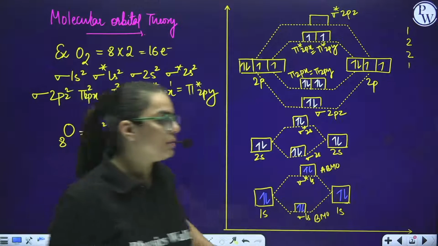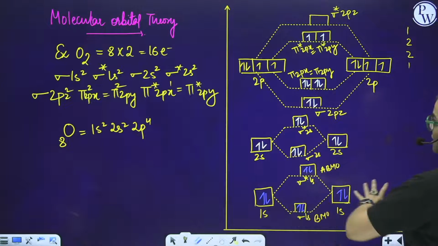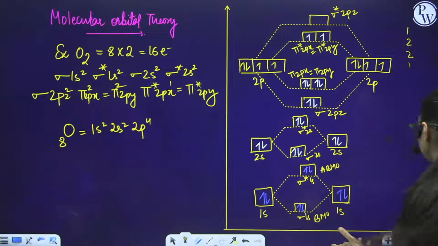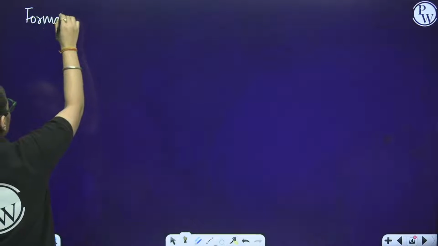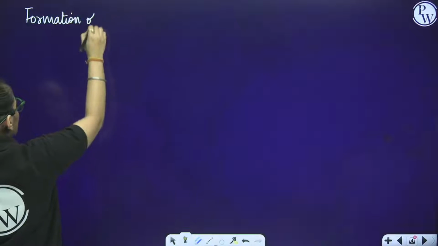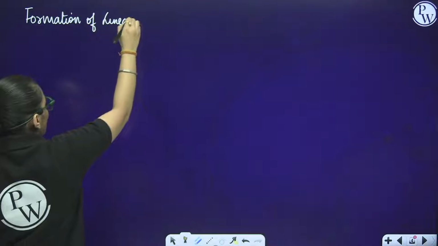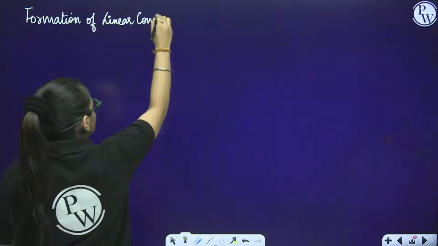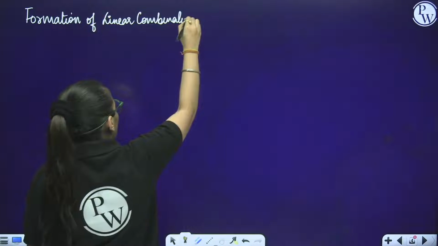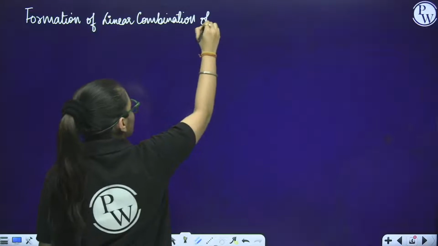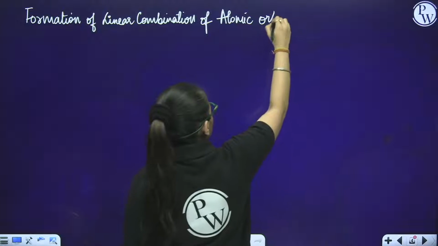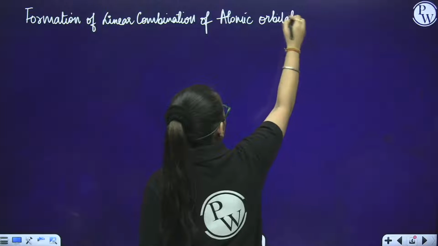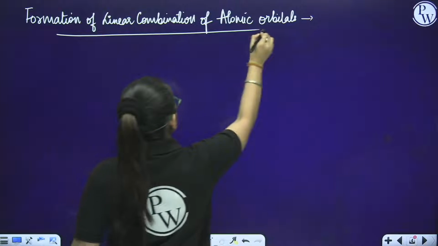Okay, students, now I will let you know how this sigma, sigma star, pi, pi star is created. Let's understand the formation through linear combination of atomic orbitals. Let's understand this now, students.